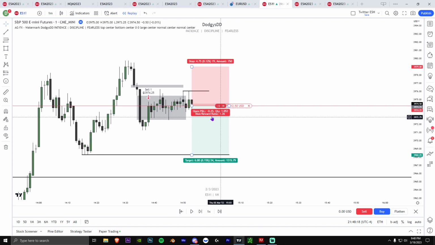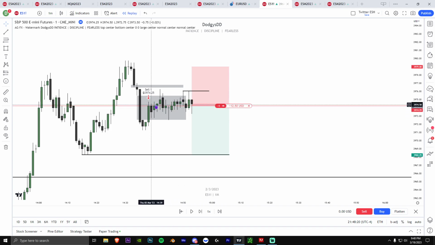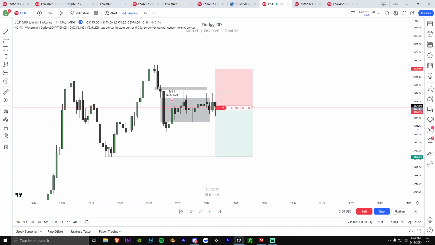I do not like how price is compressing inside the fair value gap. Ideally, you want a rejection here and then just go down right away. Because we don't get that, I'm probably getting out here at break even.